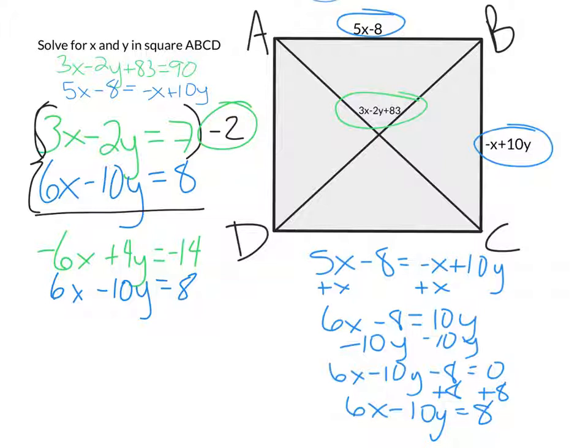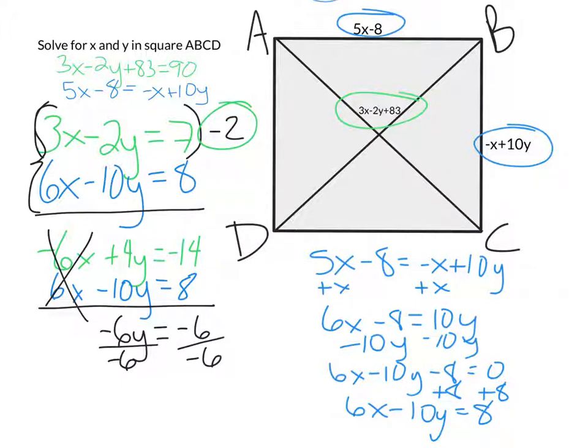And what did that allow me to do? Well, now I can cancel these two because negative 6x plus 6x cancels out to 0x. I'll add everything else. So 4 and negative 10 gives me negative 6y equals negative 14 plus 8 is negative 6. And when I divide by negative 6, I get y equals 1. So that's one of my solutions. When it said solve for x and y, that's one of them. Well, how do I solve for my other solution?